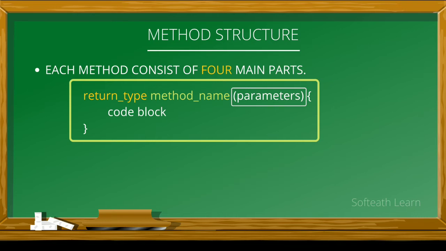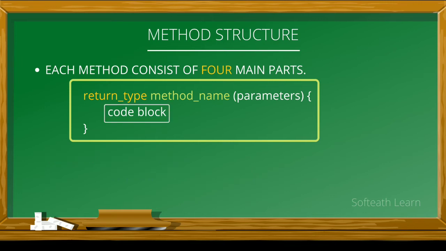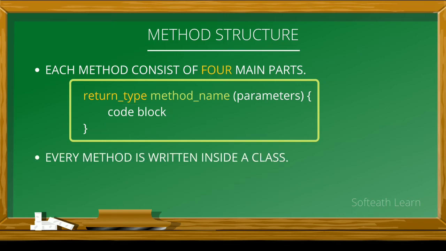For example, suppose that we want to write a method to print the user's name. The parameter in this case will be the user's name because it is the data that we want to give the method. And inside the braces of the method, we will write some Java code to print the username. Here the code block is the body of the method and this is inside the braces as you can see. Now note that every method is written inside a class, so we cannot create a method without creating a class. So we can say a class is a container of methods.